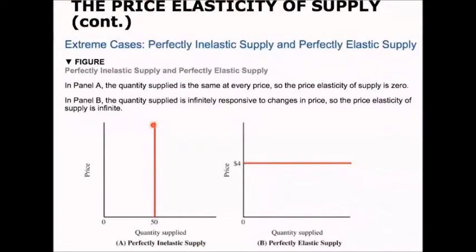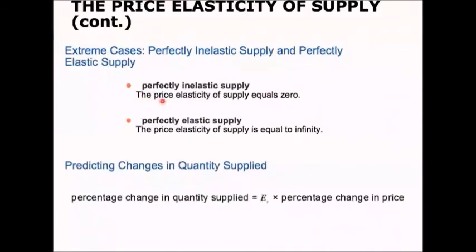Here are the extreme cases. Here's a perfectly inelastic supply curve. This says that the quantity supplied is going to be 50 no matter what happens to the price. So the percent change in quantity is 0. And so this is a perfectly inelastic supply curve. And this is a perfectly elastic supply curve, meaning any change in price is going to give you an infinite change in the quantity supplied. So perfectly inelastic, the price elasticity of supply equals 0. Perfectly elastic, price elasticity of supply is equal to infinity.